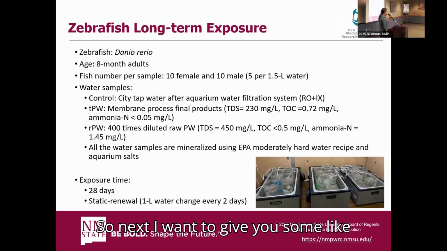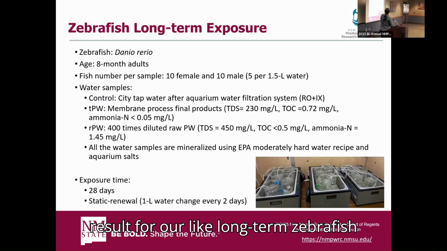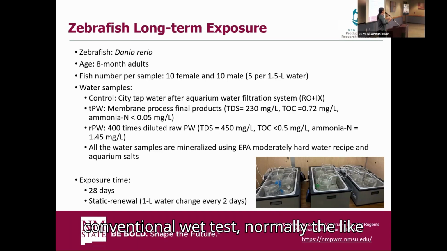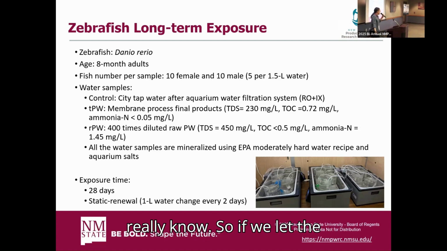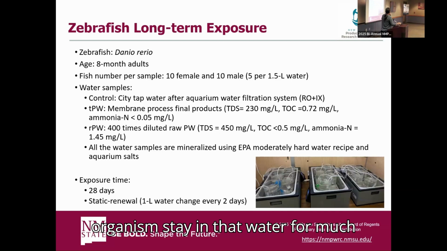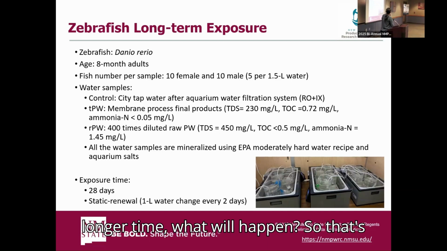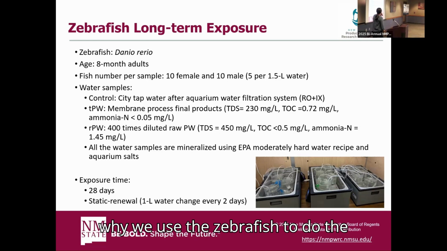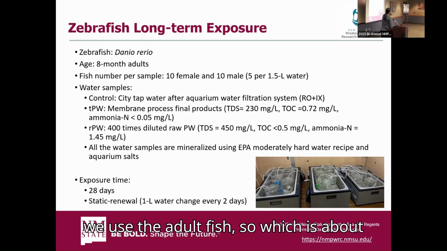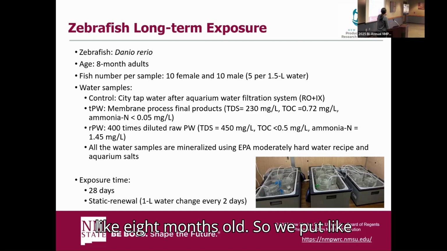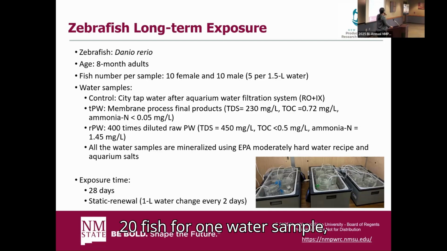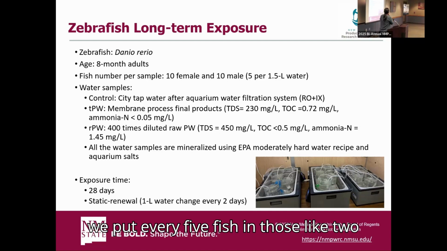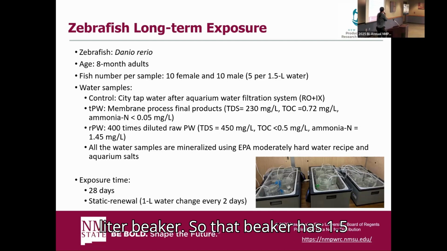So next, I want to give you some results from our long-term zebrafish exposure study. For the conventional WET test, normally the chronic test is 7 days, but we don't really know what will happen if we let the organism stay in that water for a much longer time. That's why we use the zebrafish in a long-term experiment. For this study, we use adult fish, about 8 months old. We put 20 fish in one water sample, including 10 female and 10 male. Every 5 fish are in a 2-liter beaker, and each beaker has 1.5 liters of water.